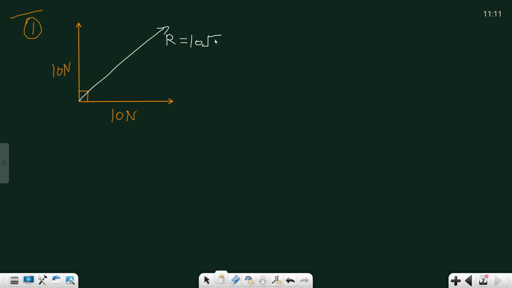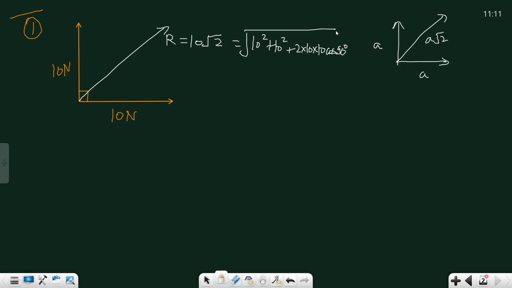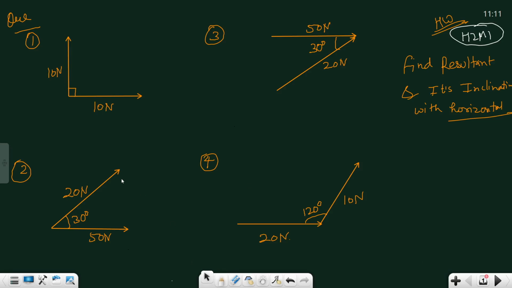10 root 2. Okay, so we should learn that if we are having the same magnitude, then resultant will always be, if they are inclined at 90 degree, it will be a root. So simply you can calculate using 10 square plus 10 square plus 2 into 10 into 10 cos 90. Cos 90 is 0. So you will get 10 root 2. And inclination will be 45 degree. Is it correct? Correct? Yes, sir. Next. Second one.